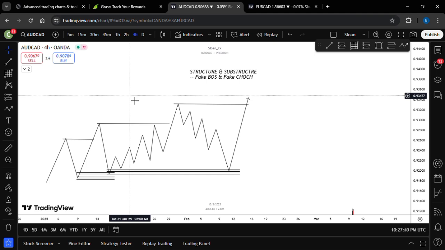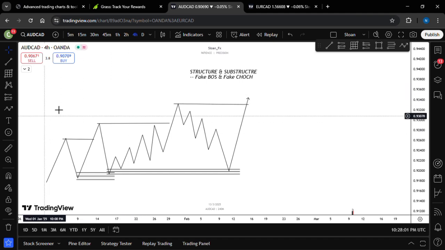Structure and substructure, identifying and differentiating which is which. Basically, what we're going to be looking at in this video is fake break of structure and fake change of character. If you remember correctly, this is our market structure, this is the pattern of how our market structure looks. So what is structure?